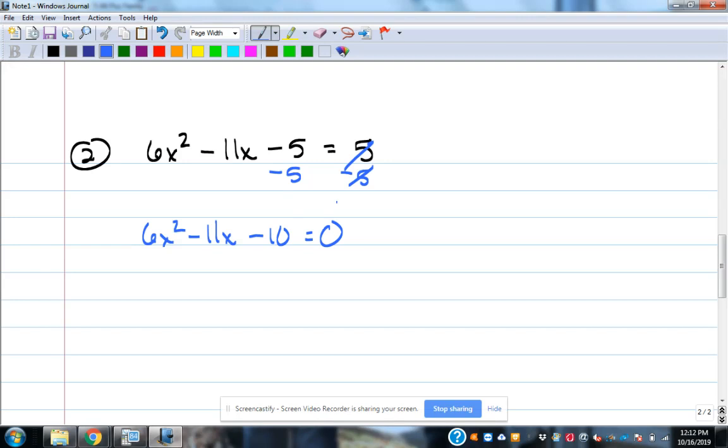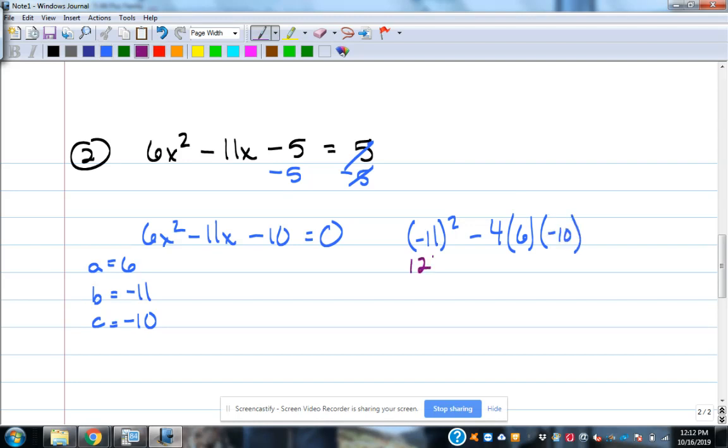Do what now? List my A, B, and C. A, B, and C. What's A? B is negative 11, and C is negative 10. Okay. Do the discriminant. So negative 11 squared minus 4 times 6 times negative 10.